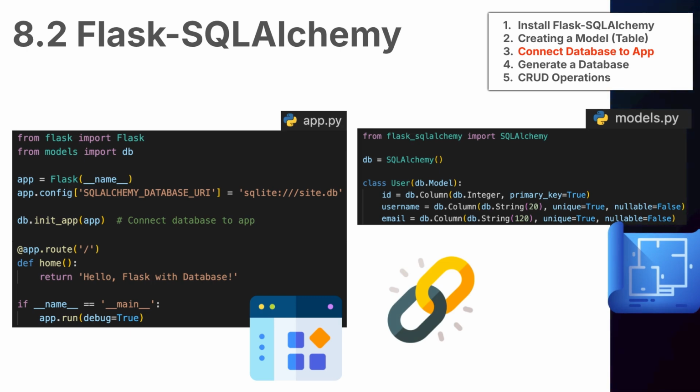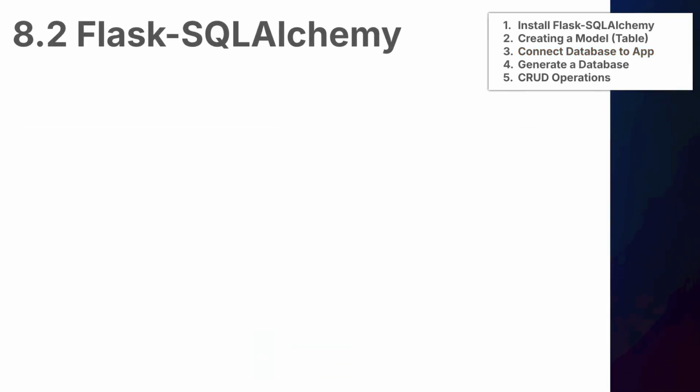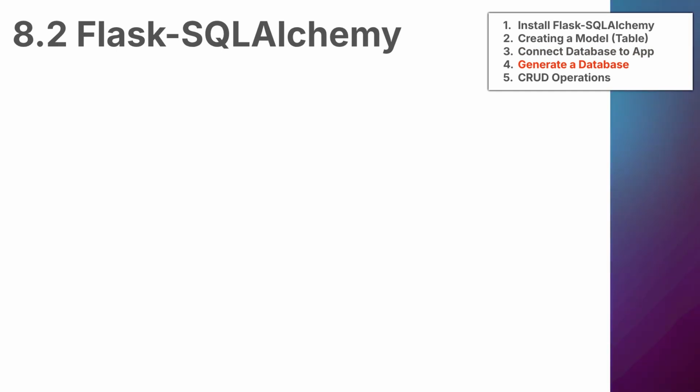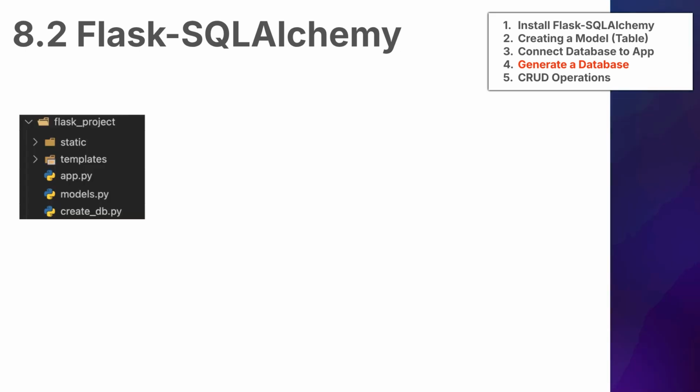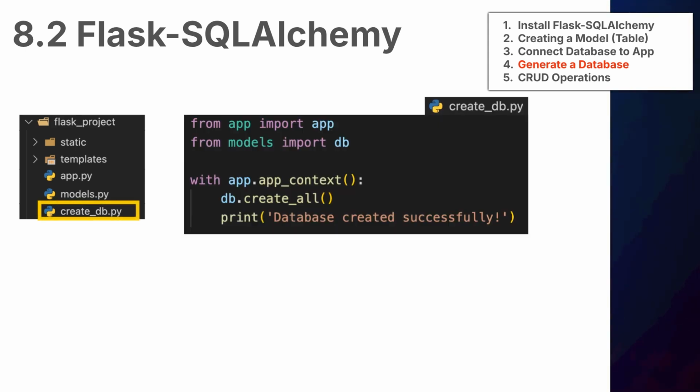Next, let's generate a database file. 4. Generate a database. Now your Flask application and database model are connected. Now let's generate a database from them. To make it simple, let's create a new Python file to generate a database. Let's name it createDB. Inside the file, let's import the app and db objects.